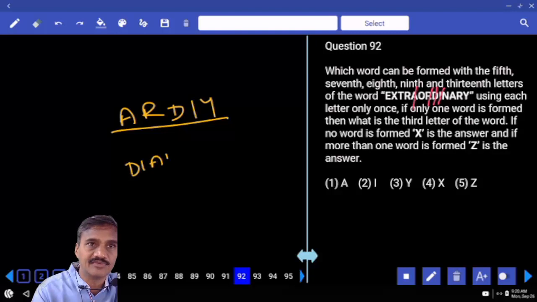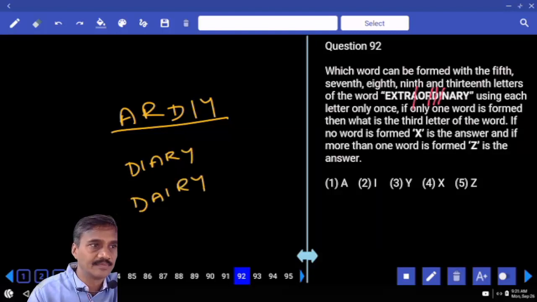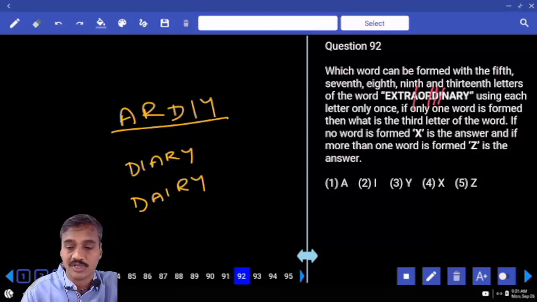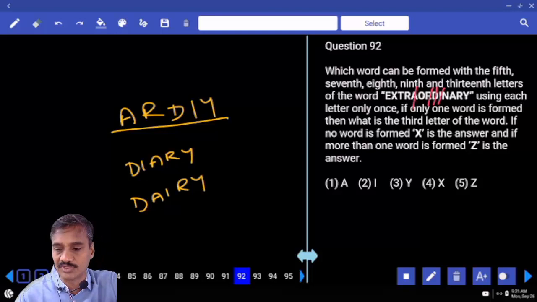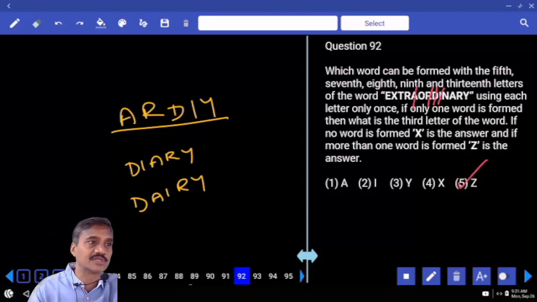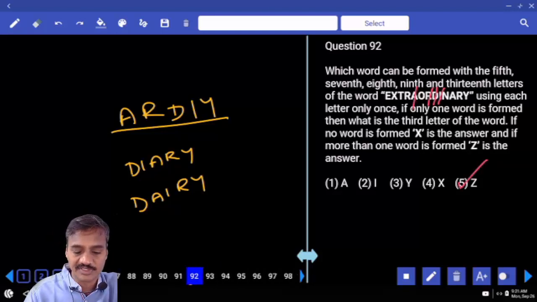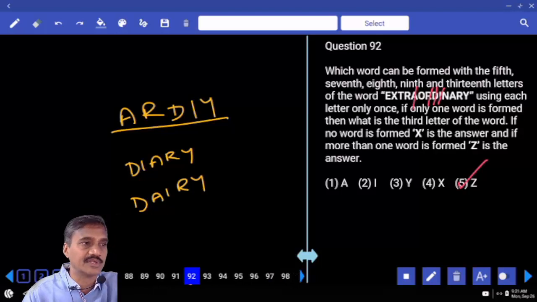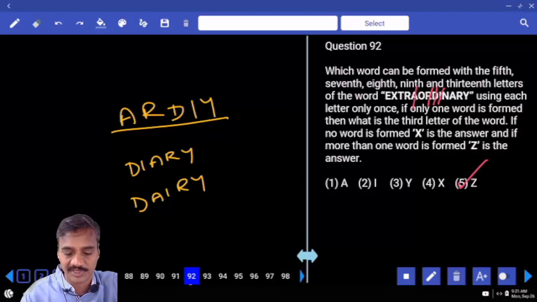D, I, A, R, Y, diary. And the next one, D, A, I, R, Y, diary. Isn't it? Hence, how many words do we have? 2 words. And 2 words means more than one such word can be found. Mark that as your answer, 92. One is the book that will be written and the other one is dairy form, that is milk breeding.